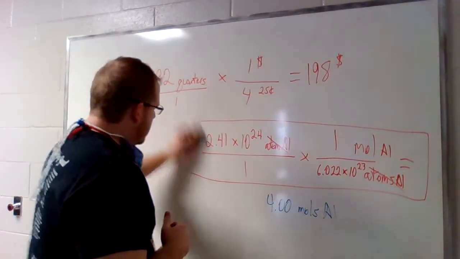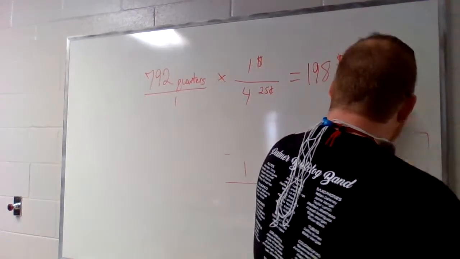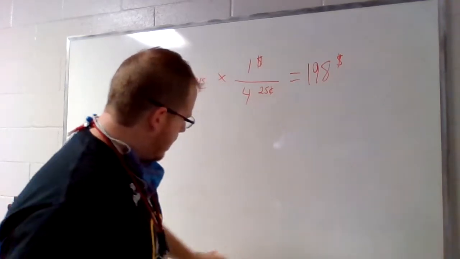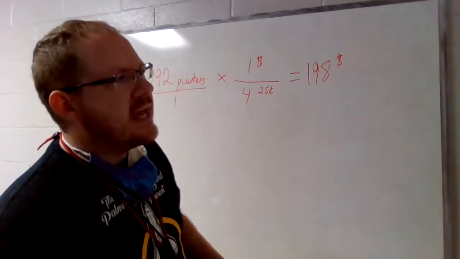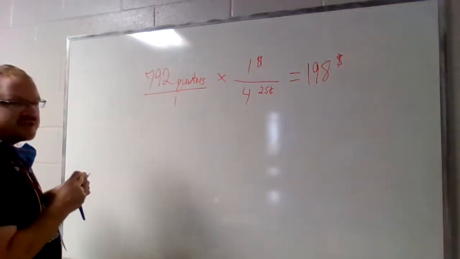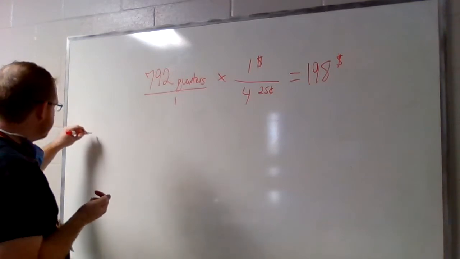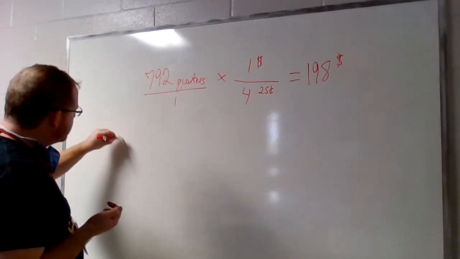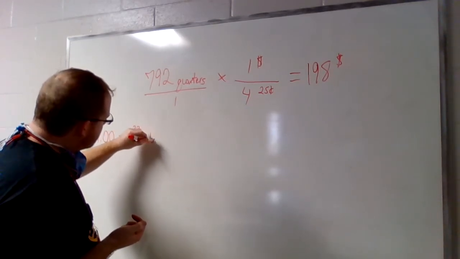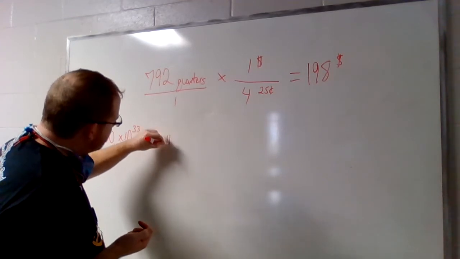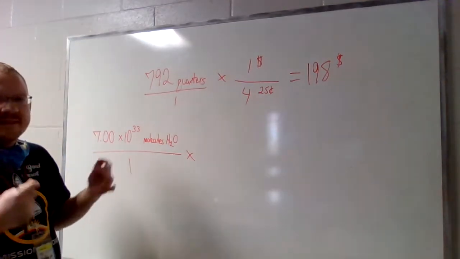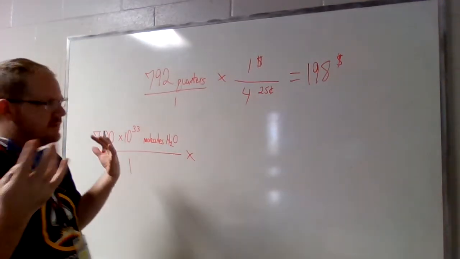One last time, let me erase the previous problem, and I'm going to set this up. The number they gave me is 7.00 times 10 to the 33rd power, and this is molecules of H2O. I'm just going to do this all in one problem this time so I don't run out of room. I'm going to put this over 1 so I know that it's on top, and it helps me figure out what's on top and what's on bottom, whether I'm dividing or multiplying.